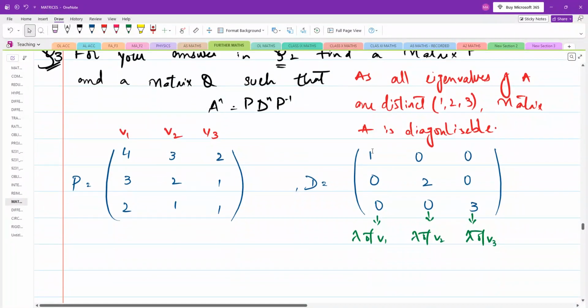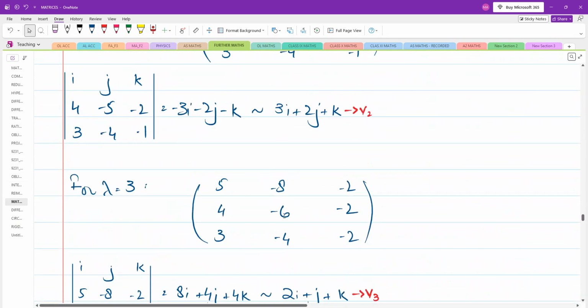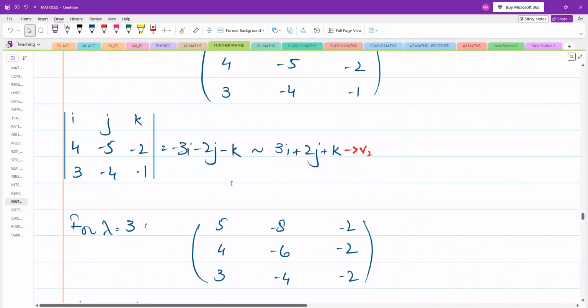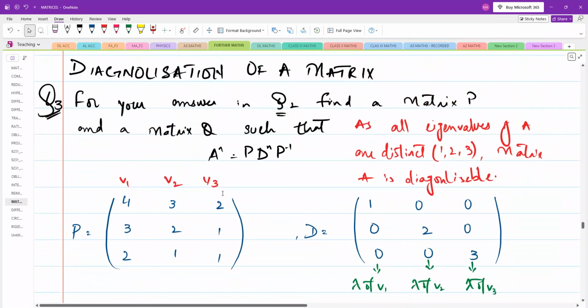Next, you're going to make a diagonal matrix, and this is the eigenvalue for eigenvector 1. This is the eigenvalue for eigenvector 2. This is the eigenvalue for eigenvector 3. It's the same format, you just have to follow this format. All the working is for finding the eigenvalues and eigenvectors. Once you're done, you just put them in a matrix: eigenvector 1, eigenvector 2, and eigenvector 3.